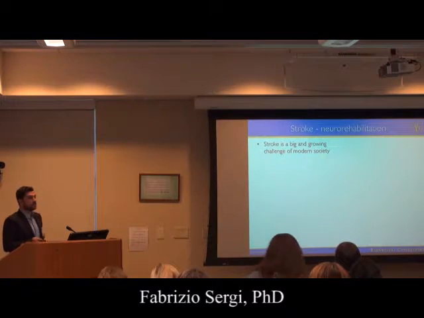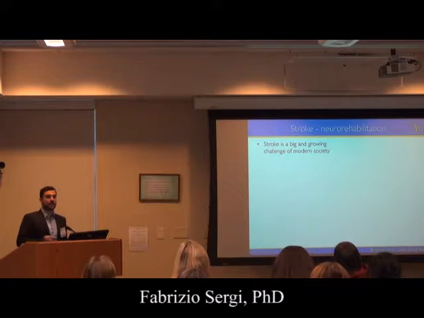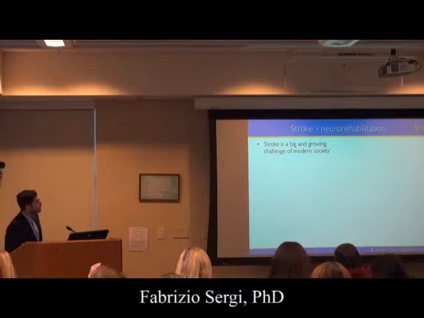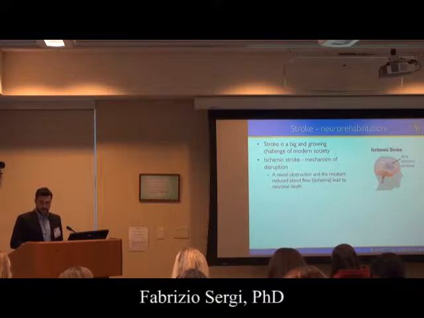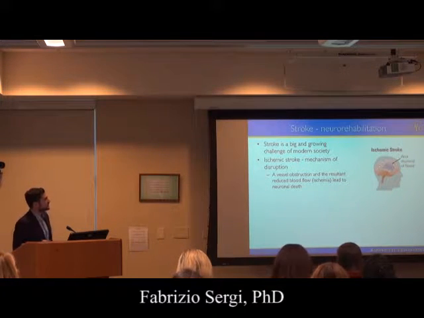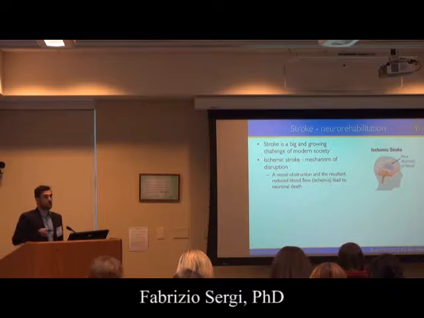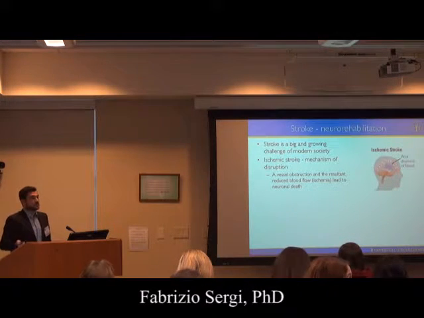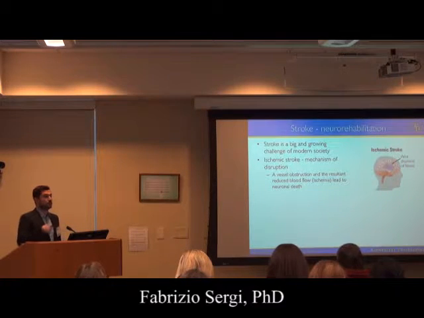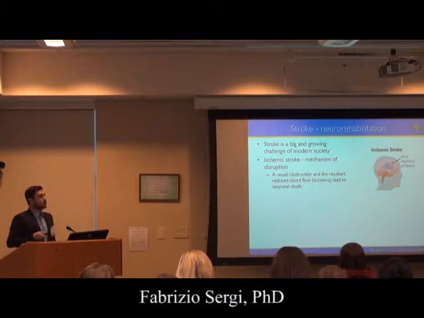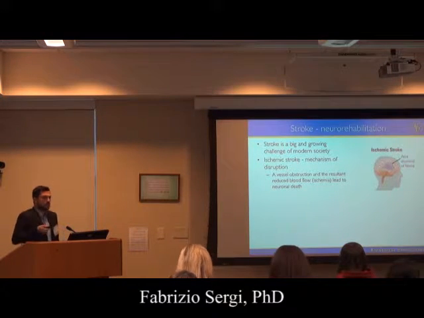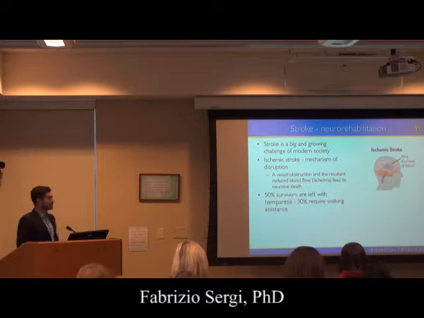So, neurorehabilitation is a broad term, a medical process aimed at promoting functional recovery after a neurological injury, such as stroke. It's a growing challenge of modern society. The mechanism of disruption is very well known. A vessel obstruction and the resultant reduced blood flow lead to neuronal death, and disruption is caused both in the region that receives reduced blood flow for some time, but also in surrounding, distant and functionally connected areas, based on the process of diaschisis.